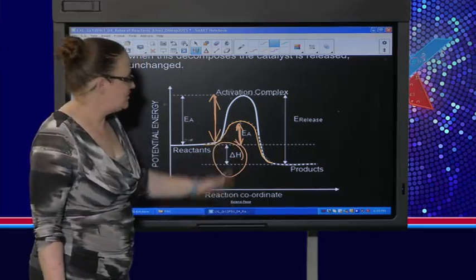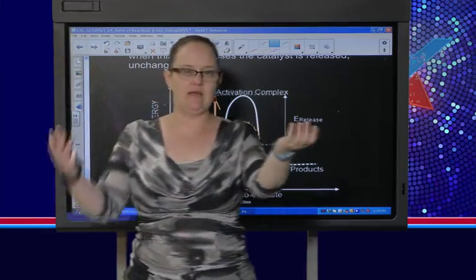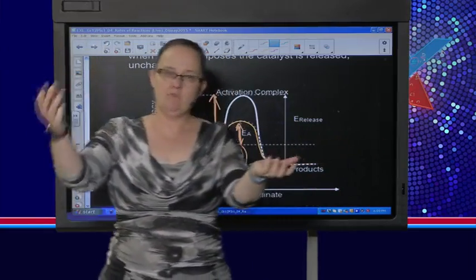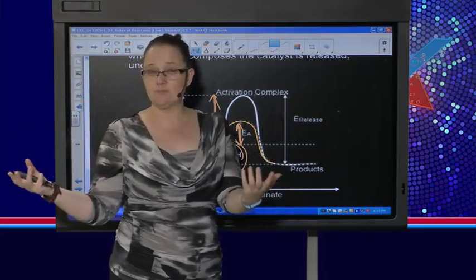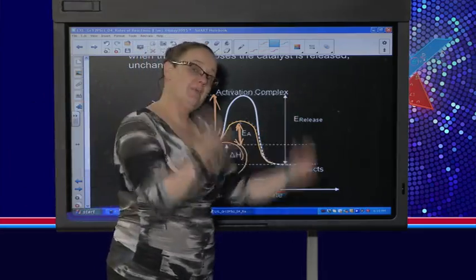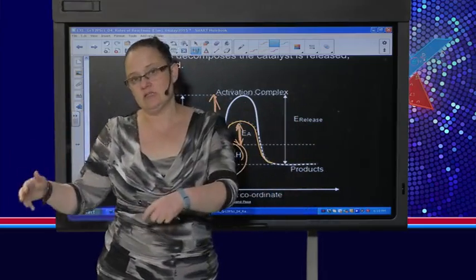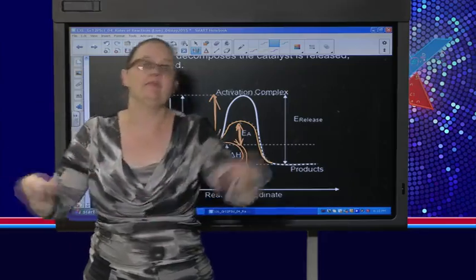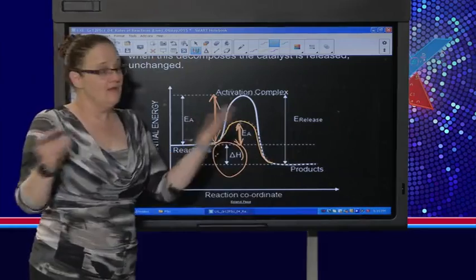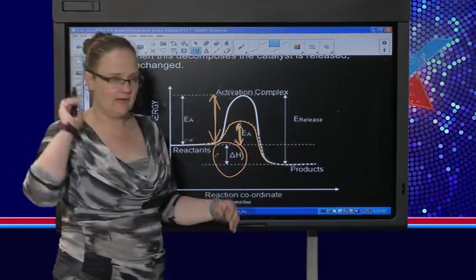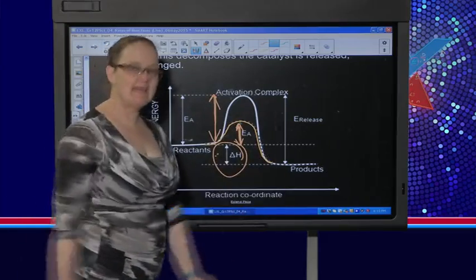Because that delta H is determined by the bond energy of the reactants and the bond energy of the products. If you remember in grade 11, you had to do those calculations where you had to work out bond energy, and you had to first work out how much energy it takes to break the original bonds, and then how much energy will be given when the new bonds are made, and then you had to minus them. That's a constant. Whether there's a catalyst or not.